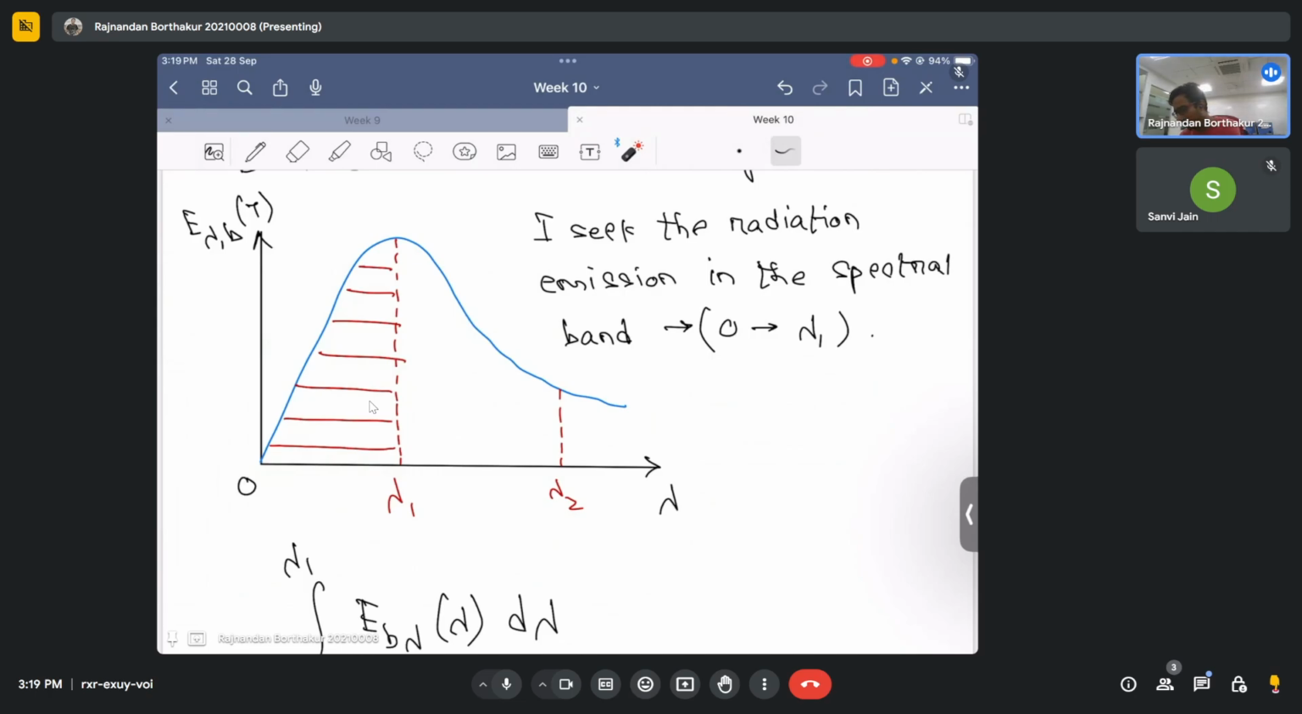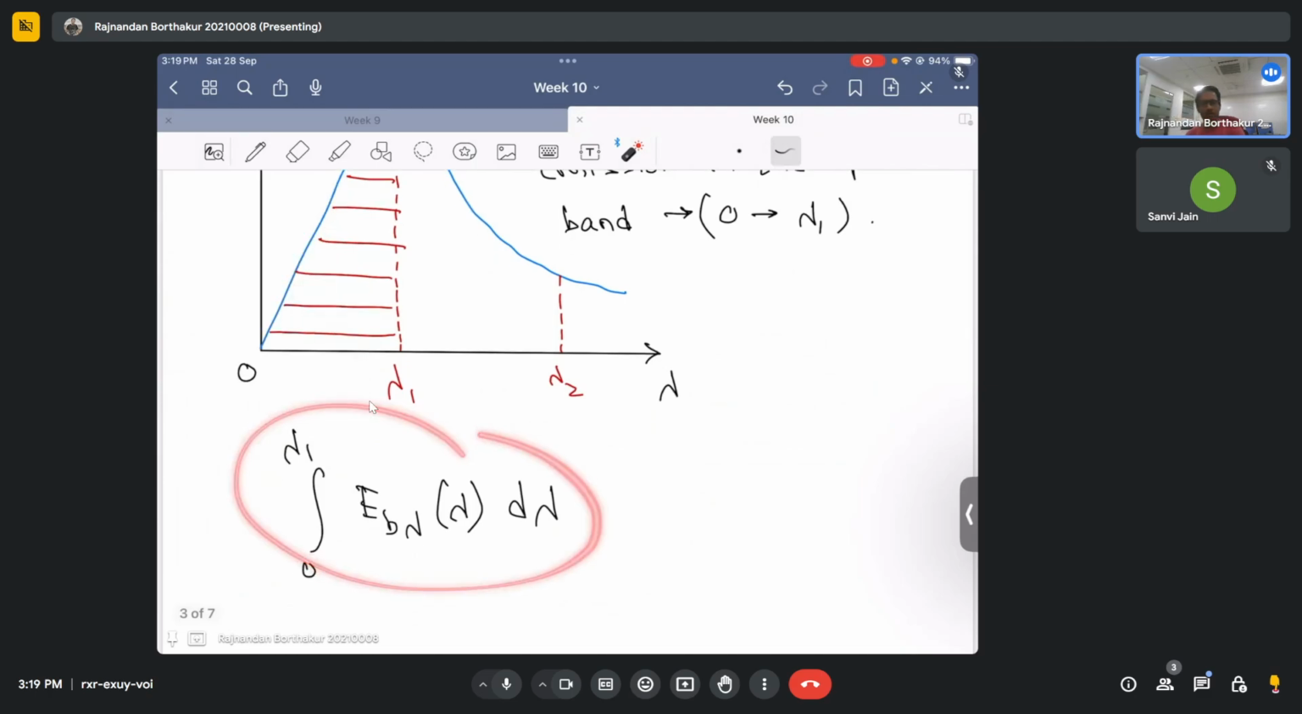So when you choose this d lambda, E B lambda times d lambda is the area of this differential strip, and if you integrate it, it simply comes out to be the area under the curve.